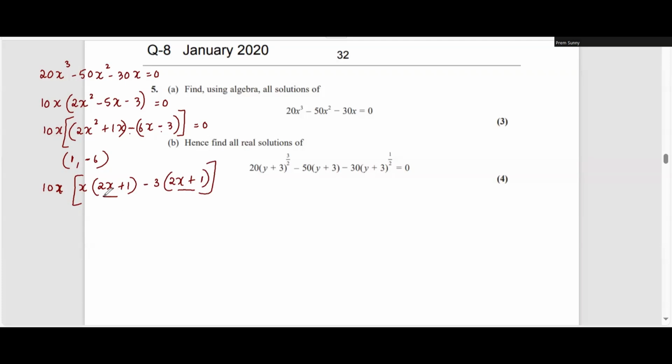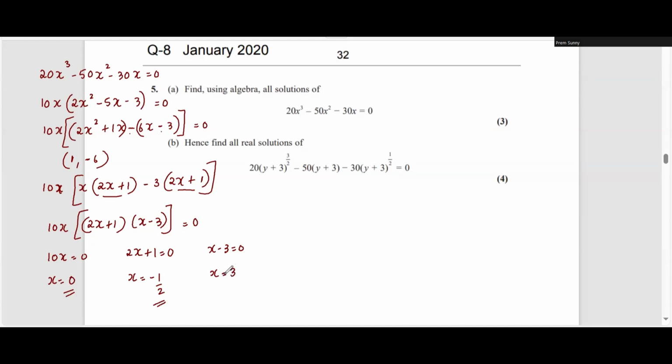Let's make sure the things inside the bracket are the same. Yes, 2x plus 1 and 2x plus 1. Now let's write 10x into 2x plus 1, and outside the bracket we have x minus 3. We need to equate it to 0. So 10x equals 0, 2x plus 1 equals 0, and x minus 3 equals 0. So we get x as 0, x as minus 1 over 2, and x as 3.